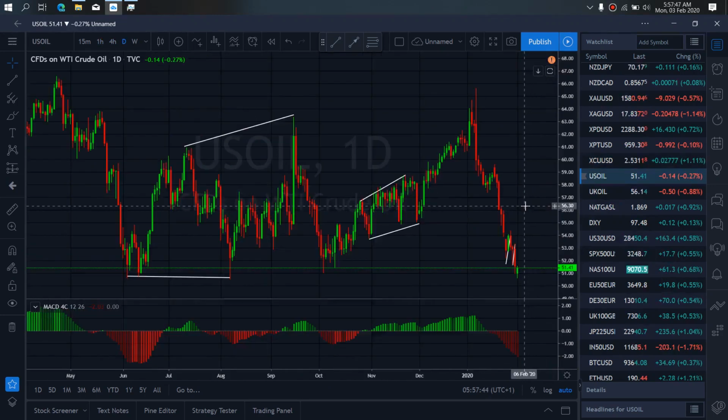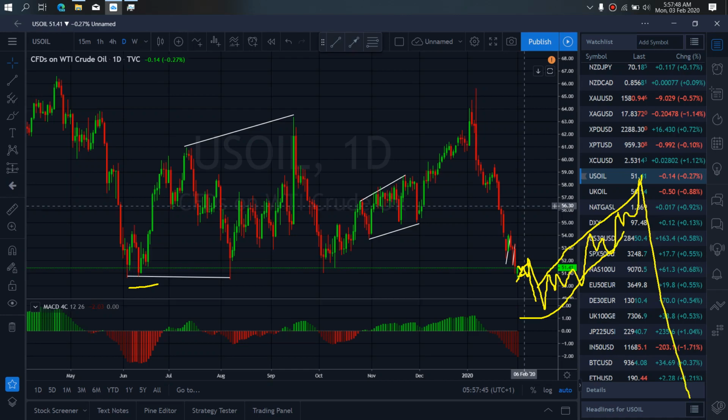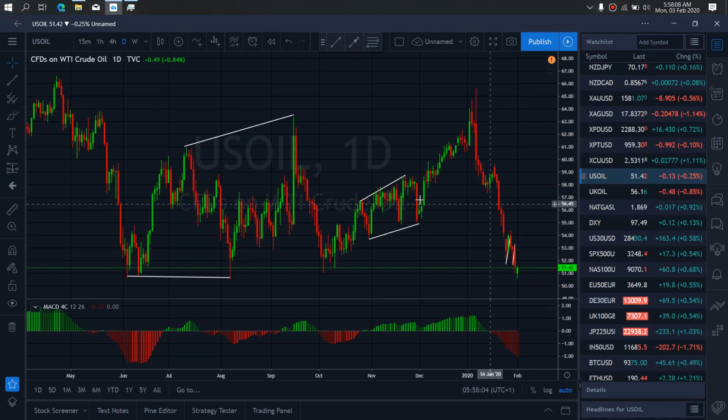On US crude oil for this week, we are expecting, as it is correcting right now, once it's through with this correction, we expect them to drop, tag these lows, and then we'll see if they will reverse back upside with another correction for more drops to the downside on US crude oil.